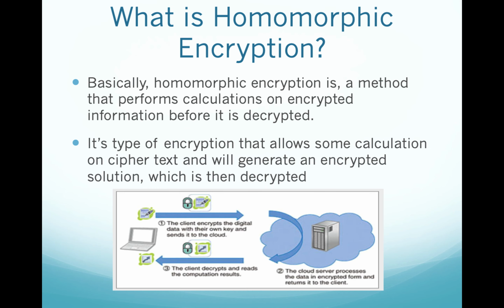So, but first, before we get into that, I wanted to go through really quickly on what is homomorphic encryption. It's really simple. It's just a method that performs calculations on encrypted information before it's decrypted, and it allows some calculation on ciphertext, and it'll generate an encrypted solution, and then in turn that'll be decrypted.